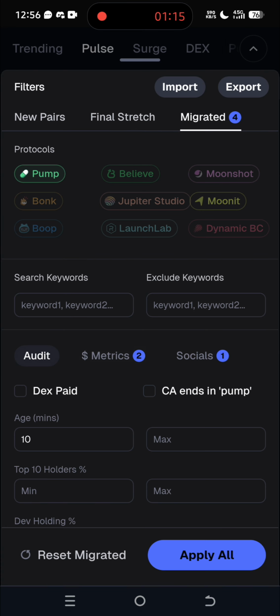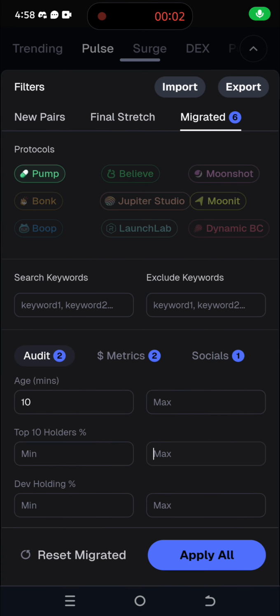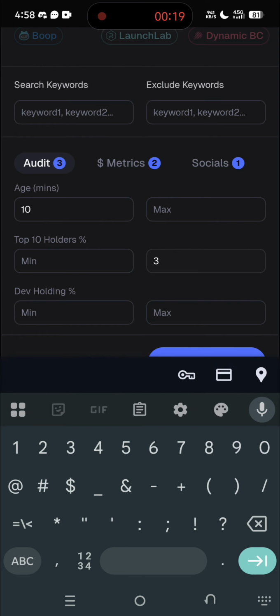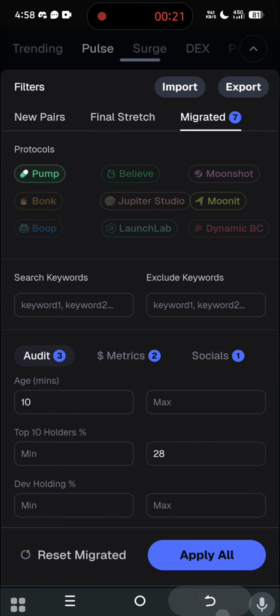Then go back to edit top 10 holders. Top 10 means the top 10 people holding a certain percentage of the token. As a beginner, you have to use between 15 to 20% max. But I am using 28% max. So the top 10 holders are not holding more than 28% of the token.